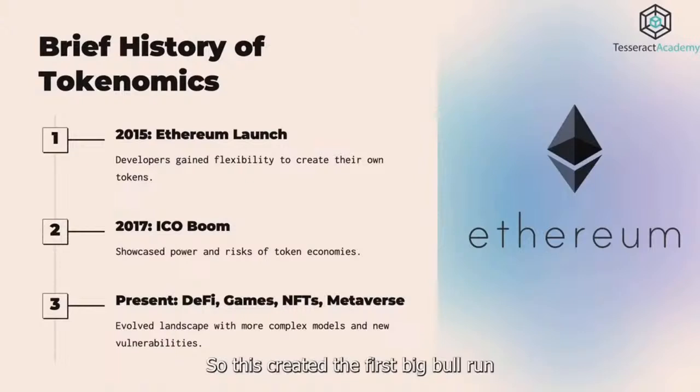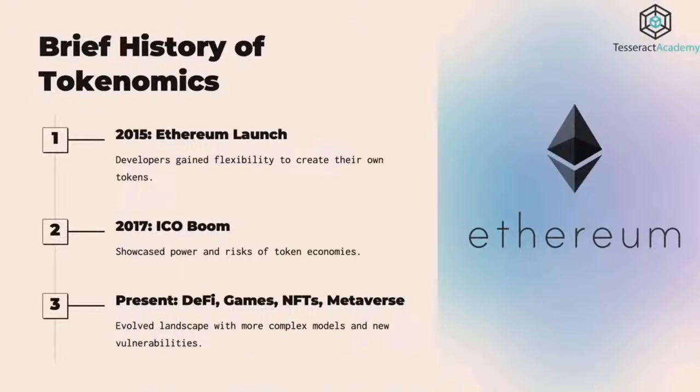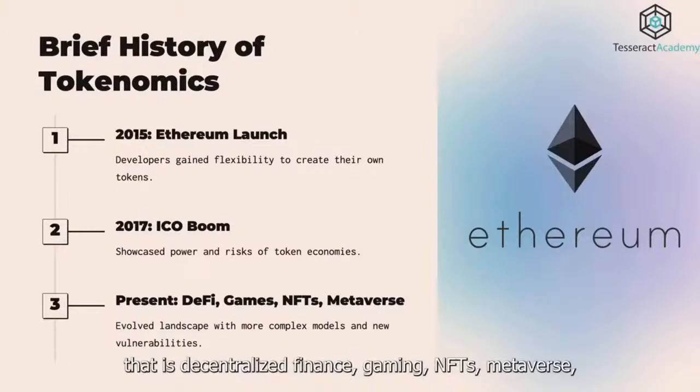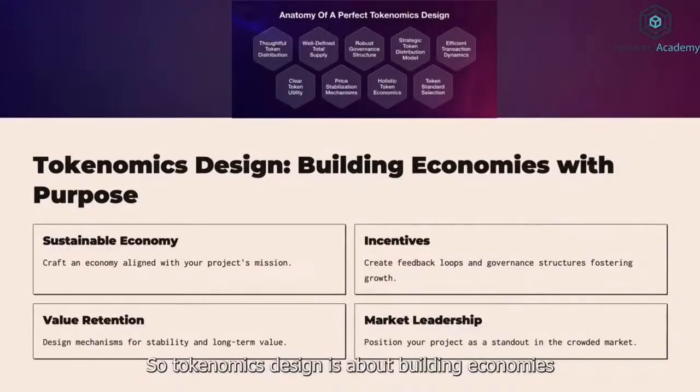So this created the first big bull run in cryptocurrency's history. And then the space evolved over time to the extent that we have many different areas now in the crypto space with complicated tokenomics, way more fascinating than anything we had in the past, in areas like DeFi, that is decentralized finance, gaming, NFTs, metaverse, and many more. So tokenomics design is about building economies on a blockchain with purpose. There are many different aspects that need to be taken into account when building a token economy.